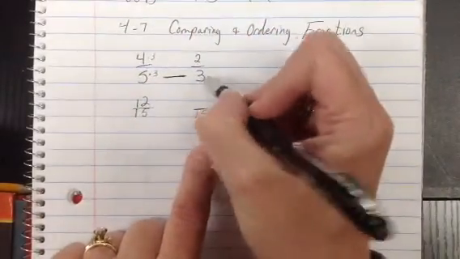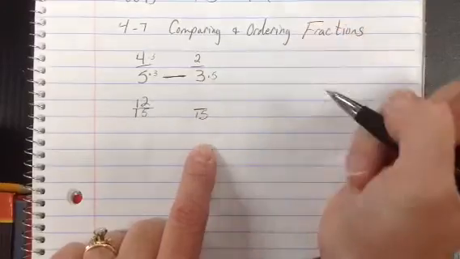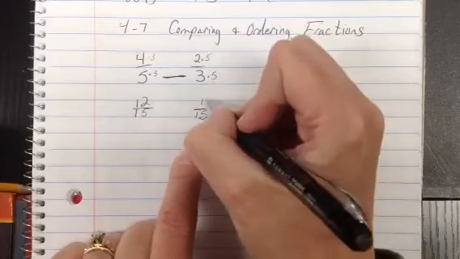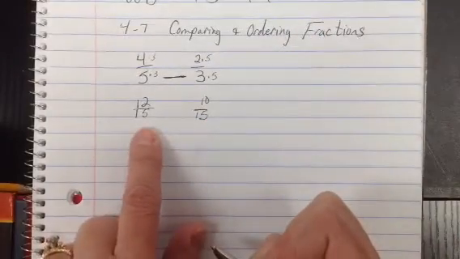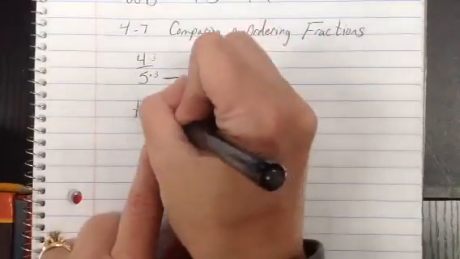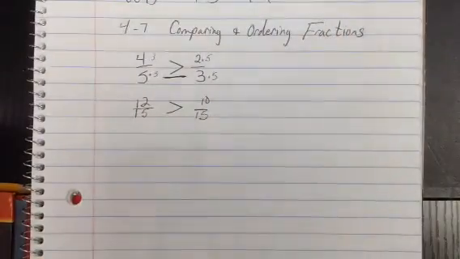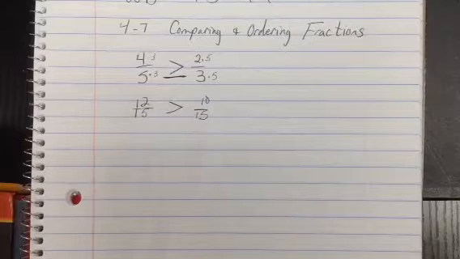Okay, how do I make this 15ths? I'm going to multiply by 5. And then I'm also going to multiply this by 5. So I have 10 15ths. And 12 15ths is greater than 10 15ths. So 4/5 is greater than 2/3. Okay?